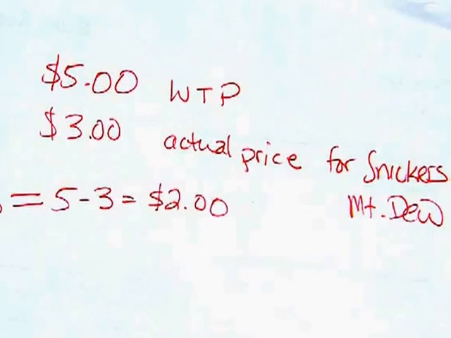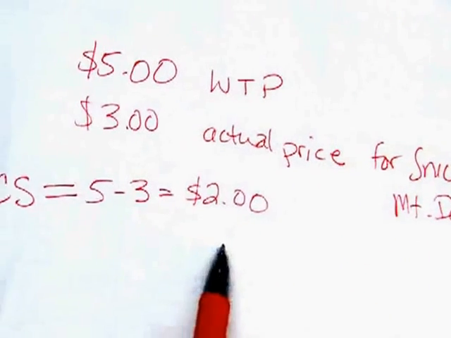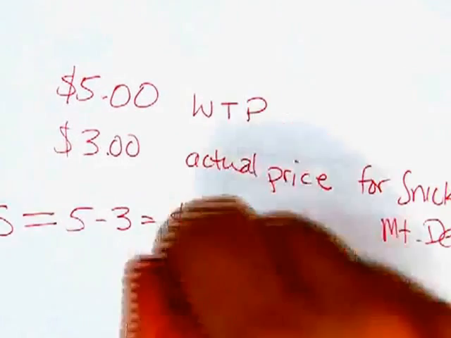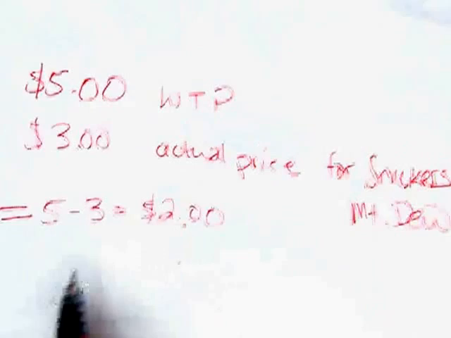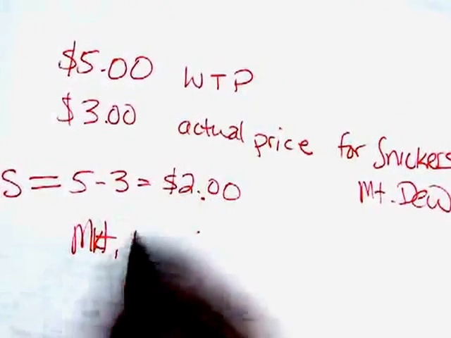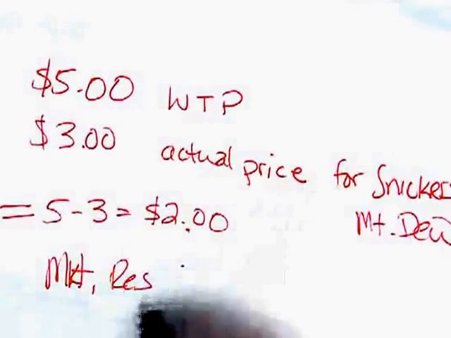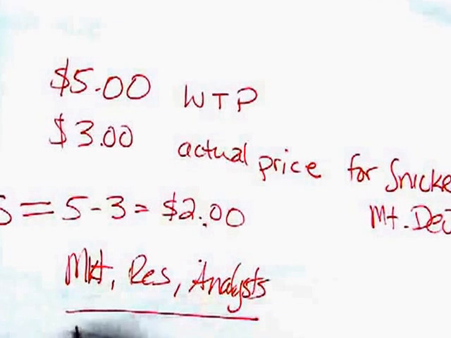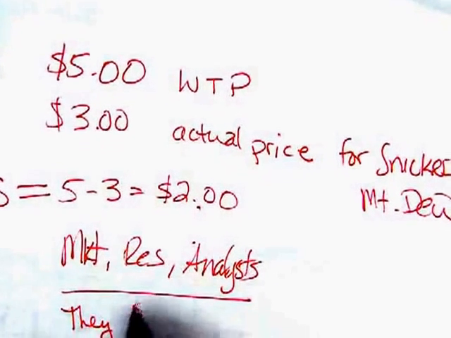So you see what I mean here? Consumer surplus is the money left over from your initial purchase, what you initially planned to purchase. This is important because marketing teams, market research teams, analysts, they all try to get that $2.